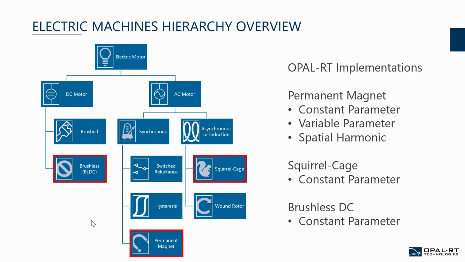The boxes in red outline the off-the-shelf machine models currently available from OPAL-RT. The permanent magnet model in particular has 3 variant implementations, each of increasing level of fidelity, whereas the brushless and the squirrel cage only have constant parameter.